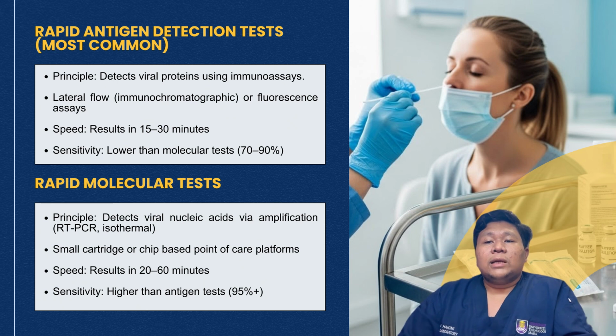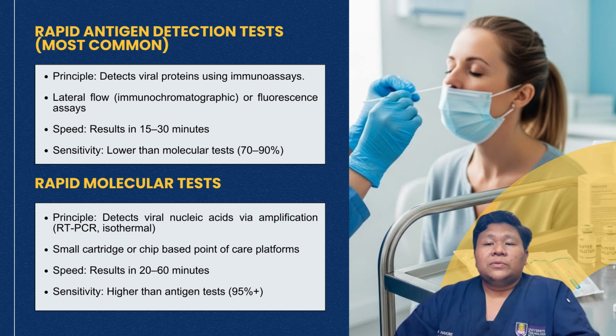Let's move to the molecular tests, which represent the next level of sophistication and accuracy. The principle here is that these tests detect viral nucleic acid, DNA or RNA, through amplification techniques like RT-PCR or isothermal amplification methods.